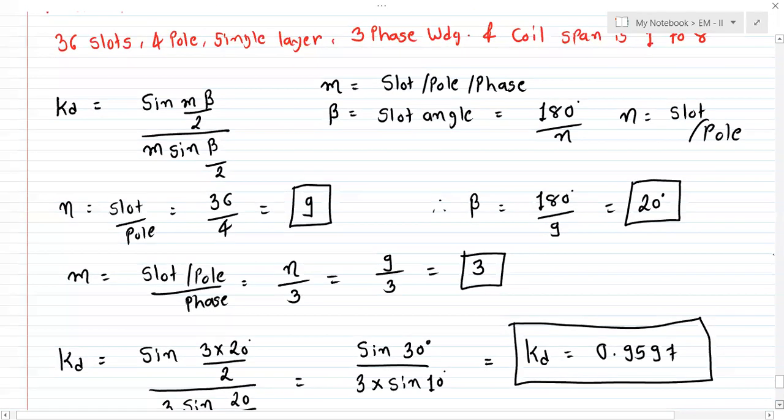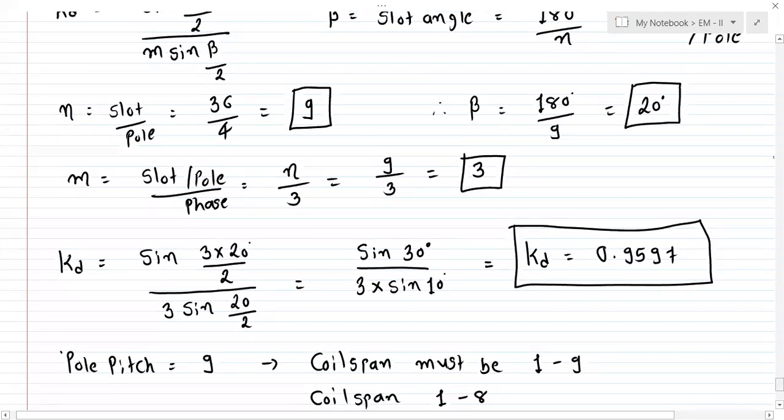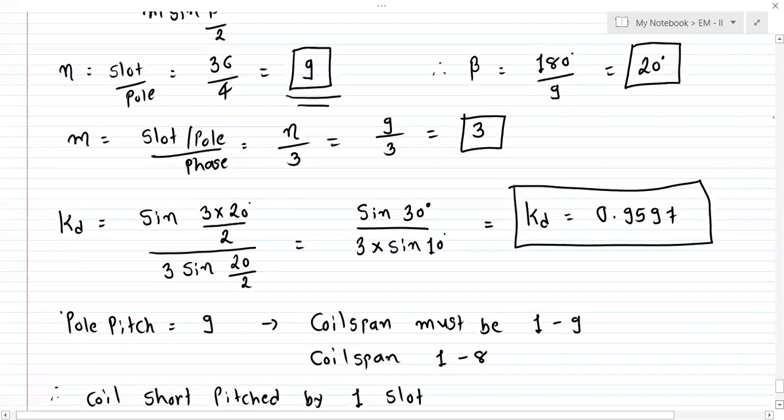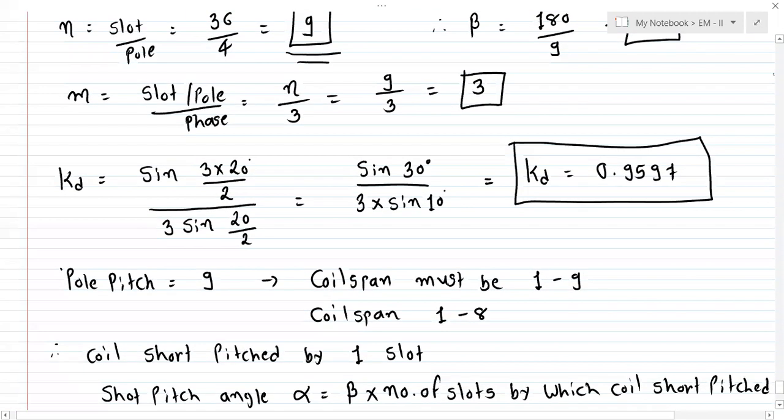I put those values into the equation of Kd, the distribution factor, and we get Kd equal to 0.9597. Also we have to find the value of Kc. Here my pole pitch is 9, so my coil span must be 1 to 9. But here it is given as 1 to 8. So my coil is short pitched by 1 slot.